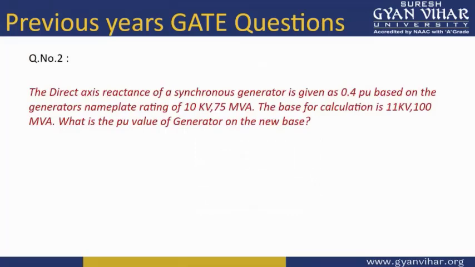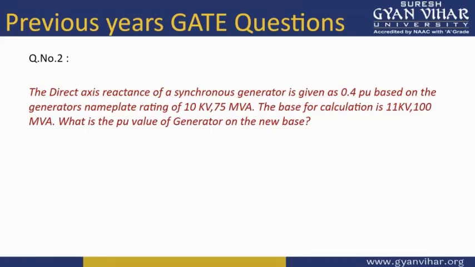This is another question which came in the GATE exam. The direct axis reactance, that is the Xd of the synchronous generator, is given as 0.4 per unit based on the generator nameplate ratings, that is 10 kV and 75 MVA. I've told you that we assume the base values based on the generator nameplate ratings. So the power base is selected as 75 MVA and the voltage base as 10 kV, and based on these values the direct axis reactance of the generator is 0.4.